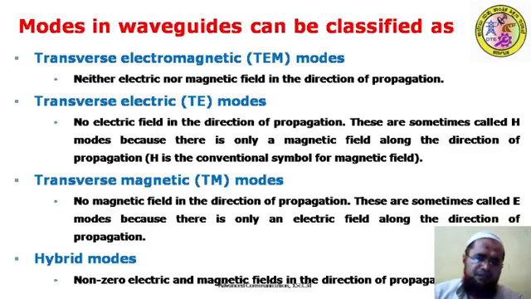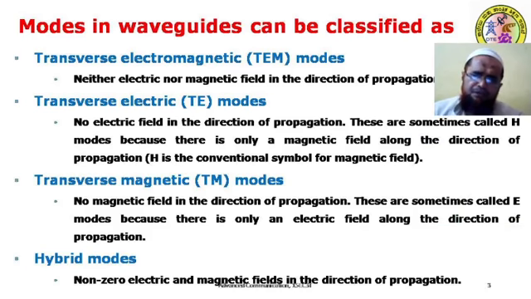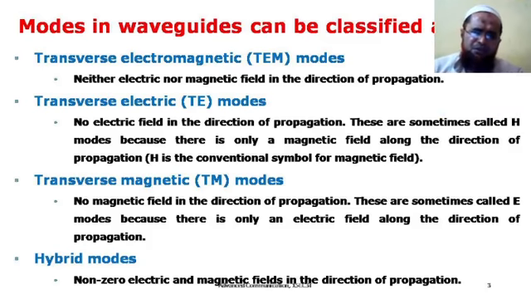In this case, there might sometimes be an E component, that is, the electric field, in the direction of propagation. Now we sometimes have a hybrid mode where non-zero electric and magnetic fields are in the direction of propagation, which we basically don't use. In waveguides, we popularly use two modes of transmission. One mode is TE mode, another mode is TM mode.